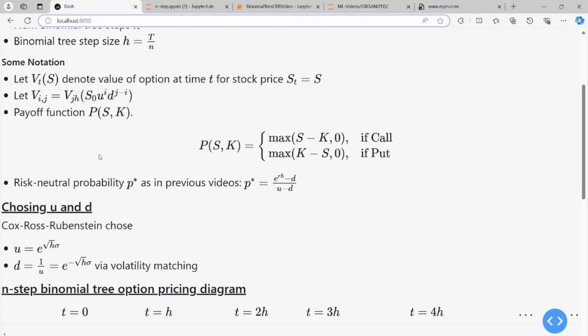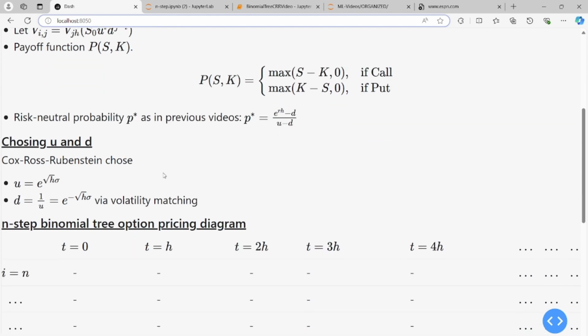Number 1 is the payoff function, of course. If it's a call option, it's going to be the stock price minus the strike price, or 0, the max of that or 0. If it's a put, it's going to be the strike minus the stock price or 0. So K minus S or 0. And that's our payoff function. I guess I shouldn't have called it P, but couldn't think of a better thing.